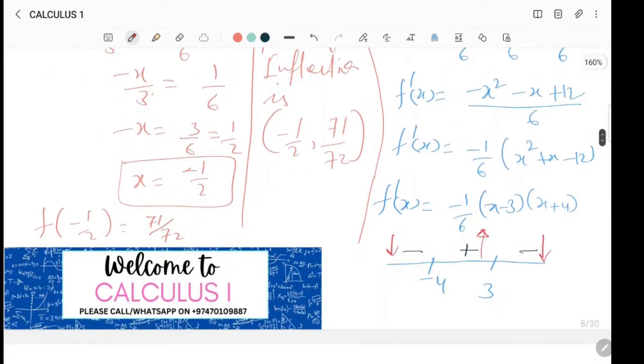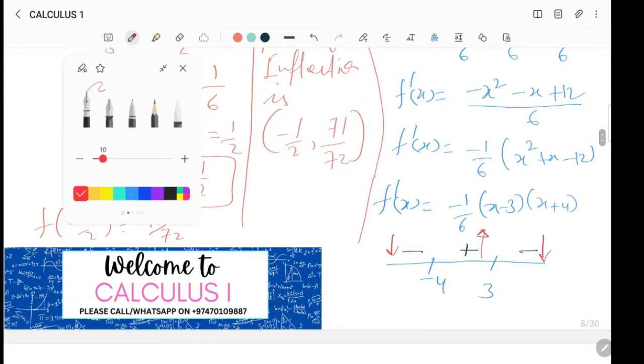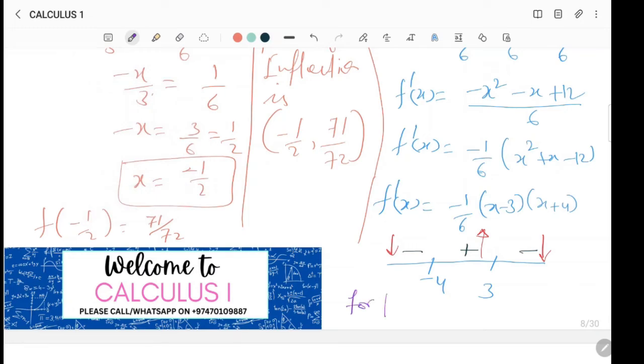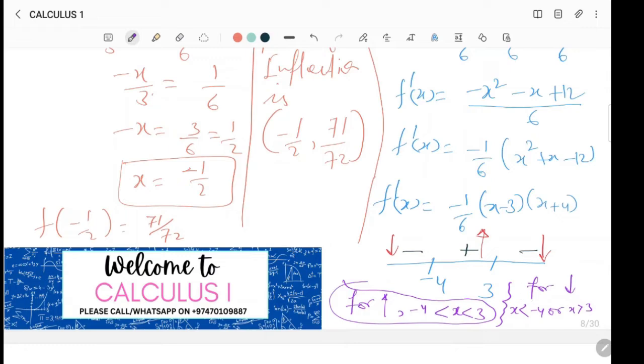So what's the answer finally? The answer should be this. For increasing, x lies between minus 4 and 3, and for decreasing, either x is less than minus 4 or x is greater than 3. Okay, so guys, this is the increasing interval and this is the decreasing interval.